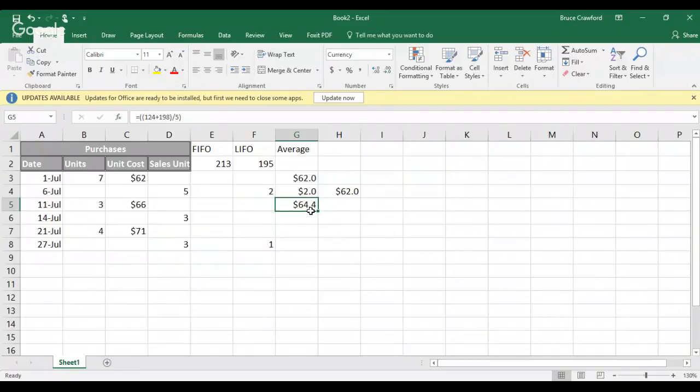64. So those 3 units were all sold, and the net average goes back to 62, right? Because then our 2 units that were remaining were both purchased at 62, units of this next purchase down here.